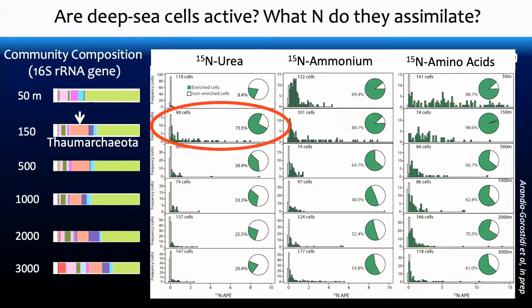When we look to see who is in the community at that point to get additional clues, you can see that this is actually where the Thaumarchaeota begin to spike in the water column. So they're this peach color here, and we think that they are likely involved in this unlocking of the urea, and you're going to hear more about that in a second.